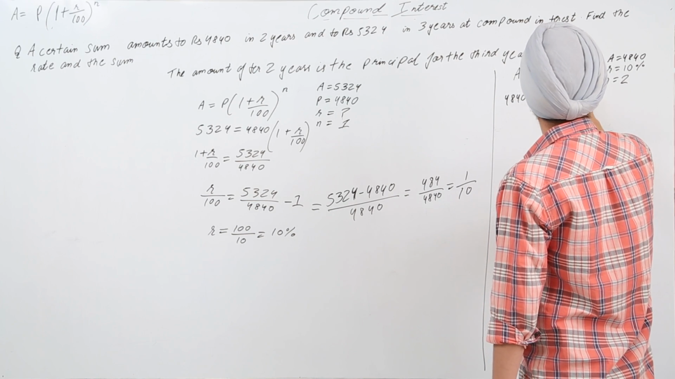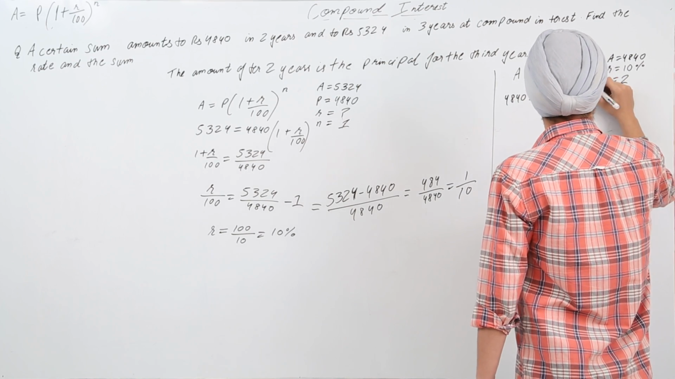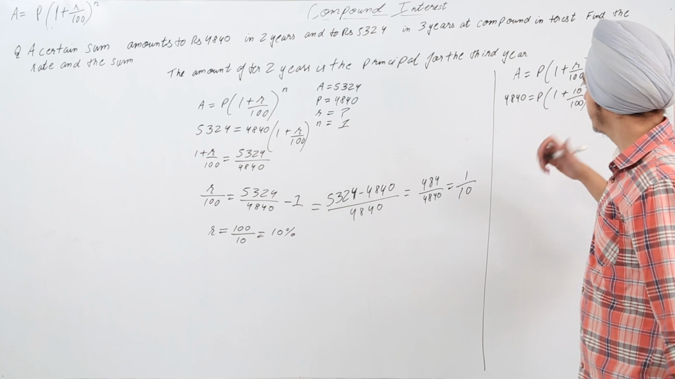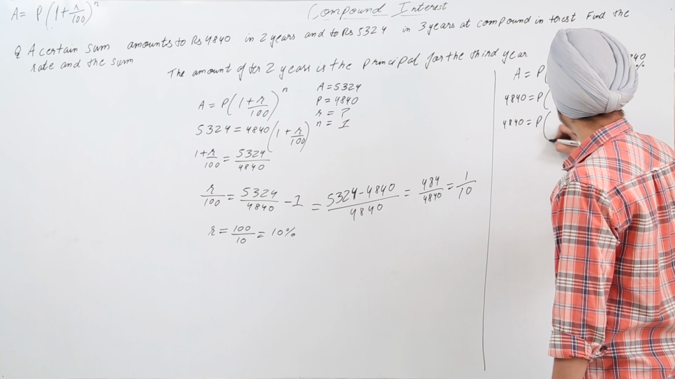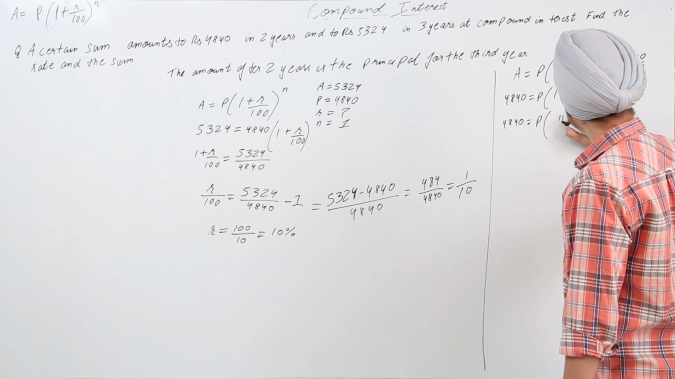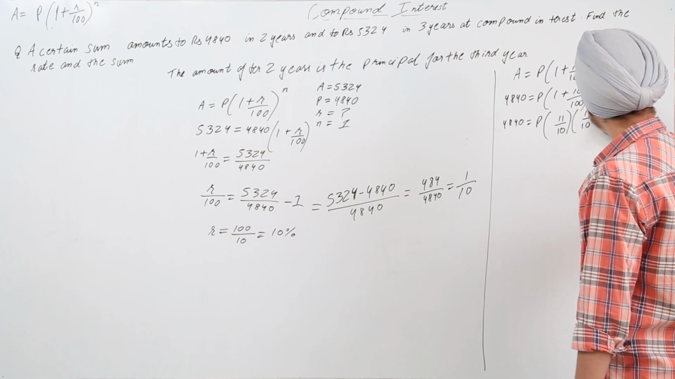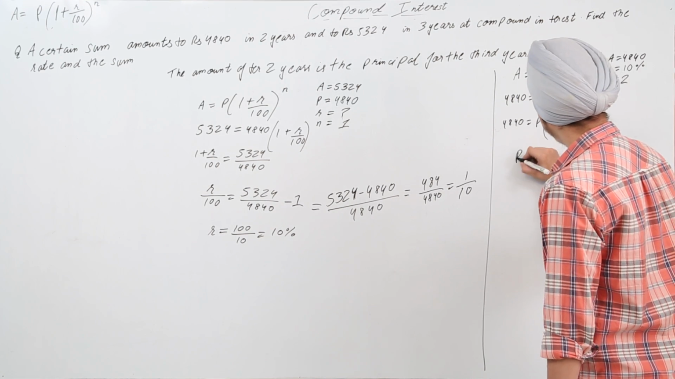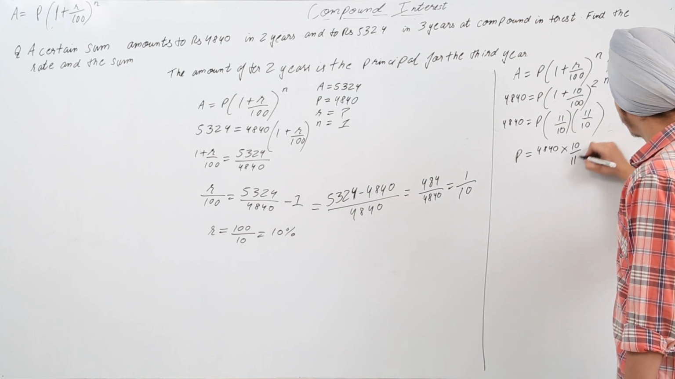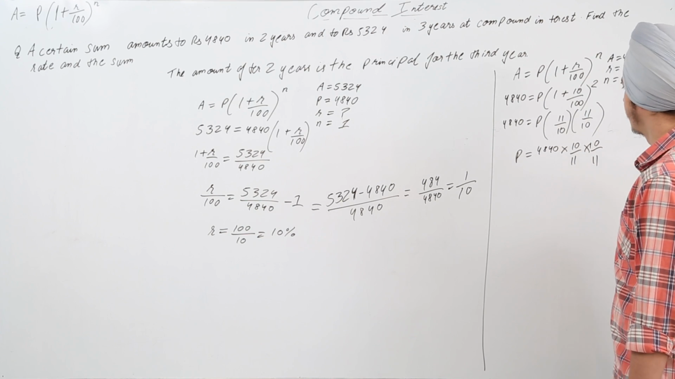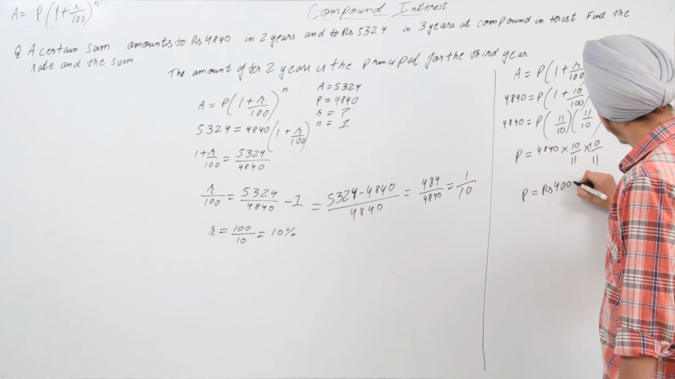We have 4840 is equal to P into 1 plus 10 by 100 raised to power 2, right? So we have 4840 is equal to P into 11 by 10 into 11 by 10, right? So we have P equal to 4840 into 10 upon 11 into 10 upon 11. So this gives us that the principal is equal to rupees 4,000.